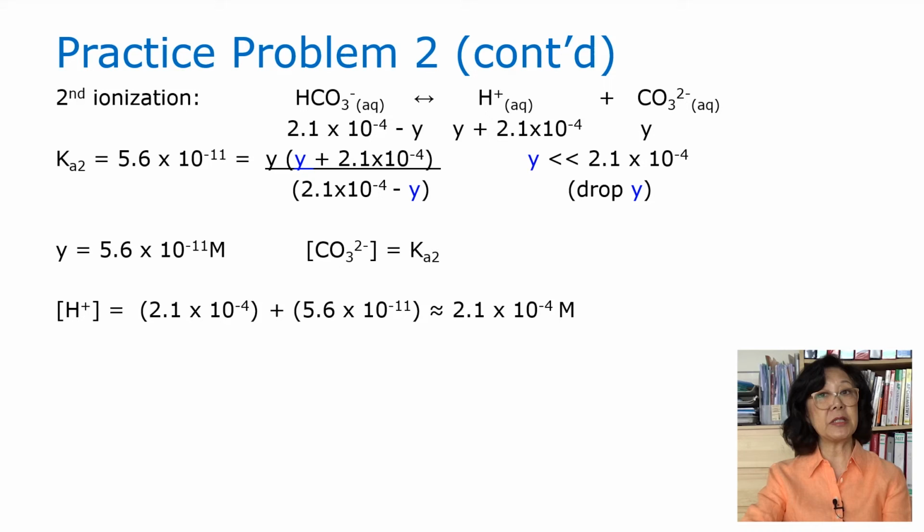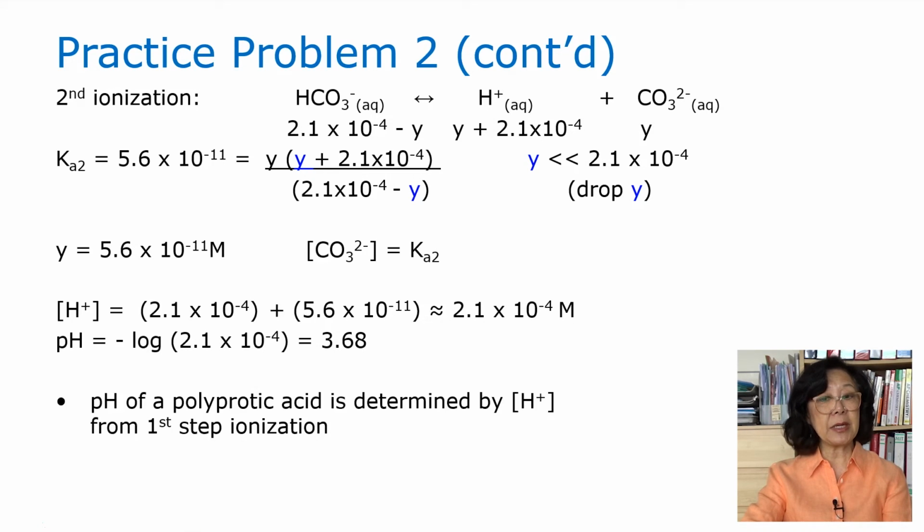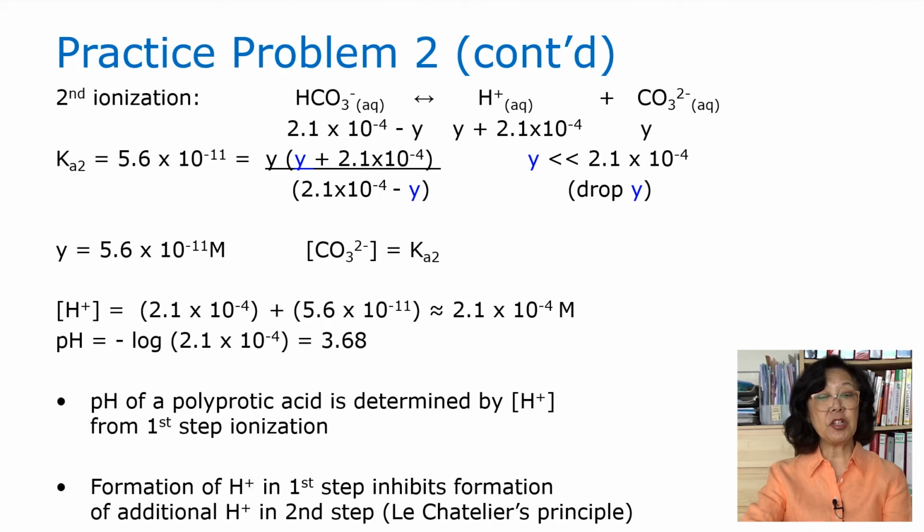Now the hydrogen ion concentration is equal to that of the first proton plus the second proton. However, the second proton concentration is so small compared to the first one that we can drop it and ignore it, and use the pH of 3.68, which is basically determined by the hydrogen ion from the first dissociation. The formation of the hydrogen ion in the first step inhibits the formation of additional hydrogen ion in the second step by Le Chatelier's principle.